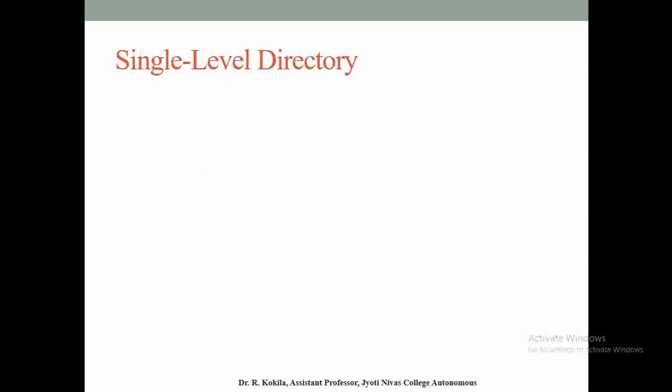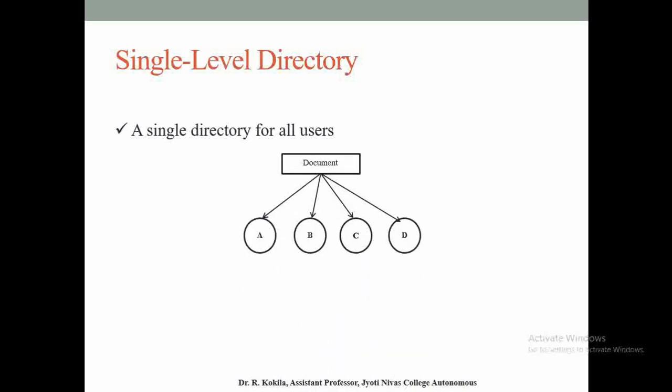We are going to see about the single level directory. As the name suggests, here we'll have only one directory for all the users. You'll have only one folder, and inside that folder everybody has to place their files. That is said to be a single level directory. It is the simplest directory structure. Here, Documents is the folder name, and A, B, C are the files.